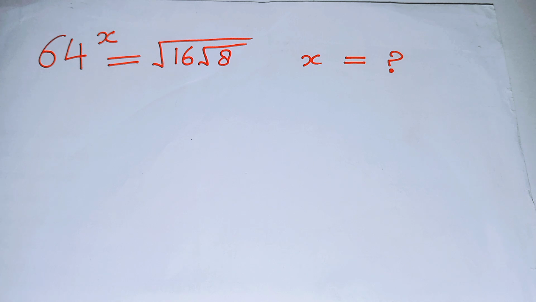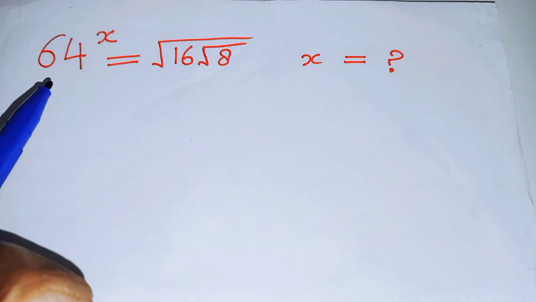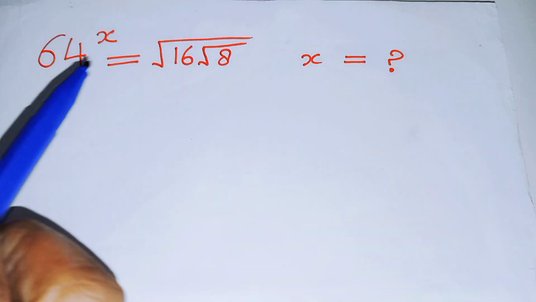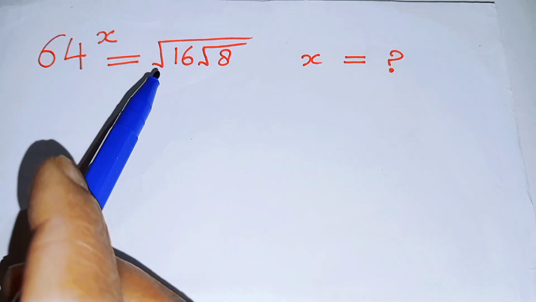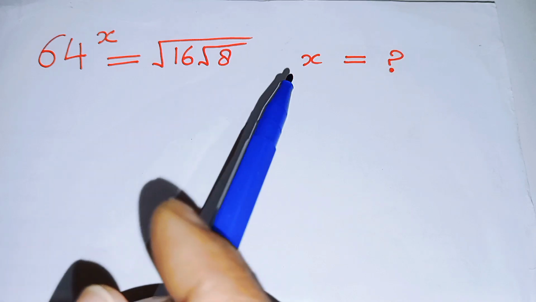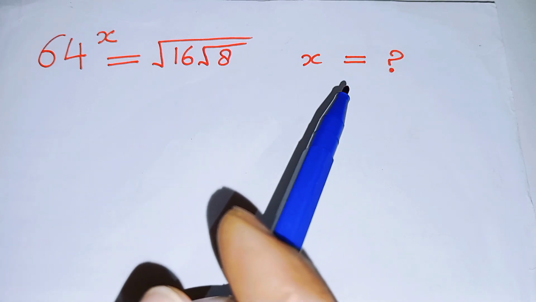Algebraic problem. Let's solve this math problem: 64 to the power of x is equal to the square root of 16 times the square root of 8. Find the value of x.